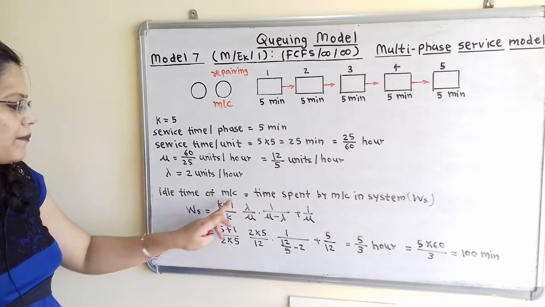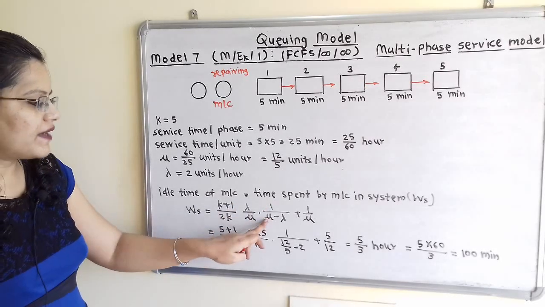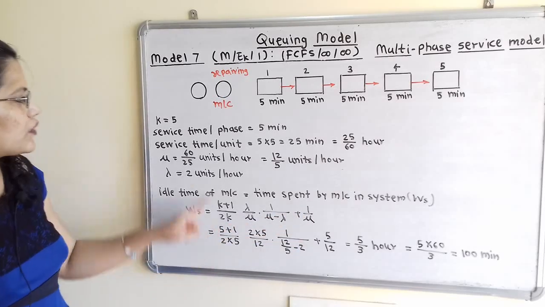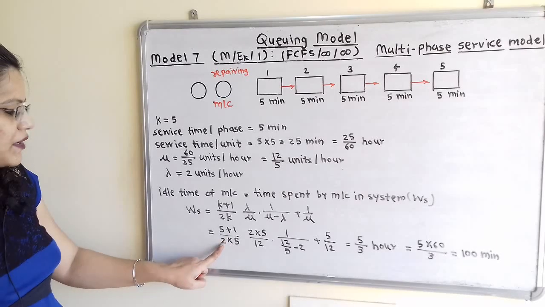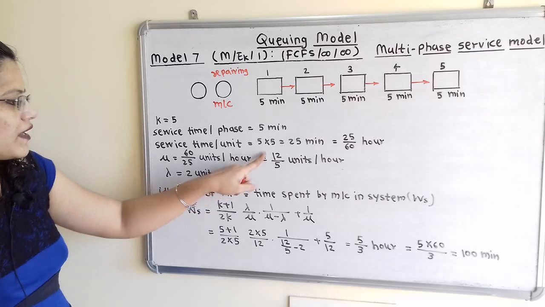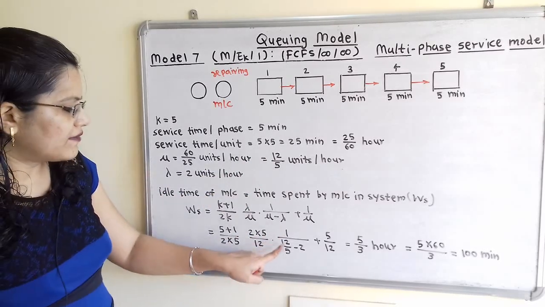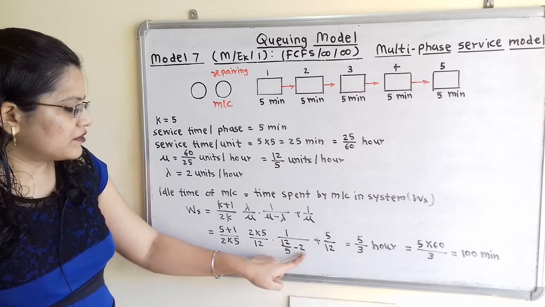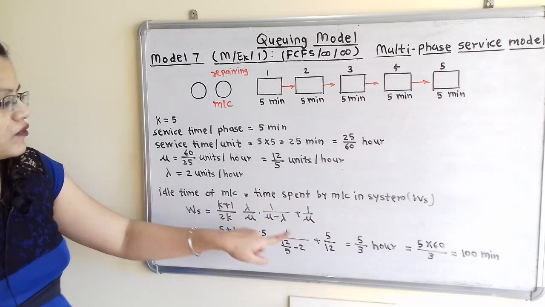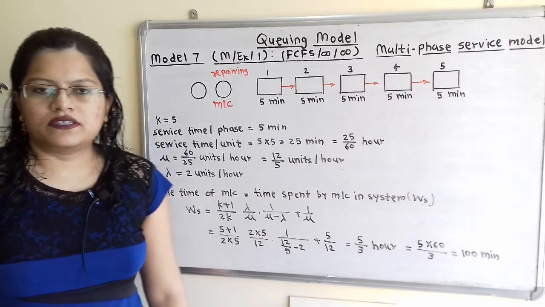That is equal to (K plus 1) divided by 2K, into lambda by mu, into 1 divided by (mu minus lambda), plus 1 by mu. So we will put the value. K is 5. 5 plus 1 divided by 2 into 5. And here lambda is 2 divided by 12 by 5. So I will take this 5 to the numerator, into 1 divided by (12 by 5 minus 2), plus 5 by 12, that is 1 by mu. We have to take 12 by 5, so 5 I will take in the numerator.